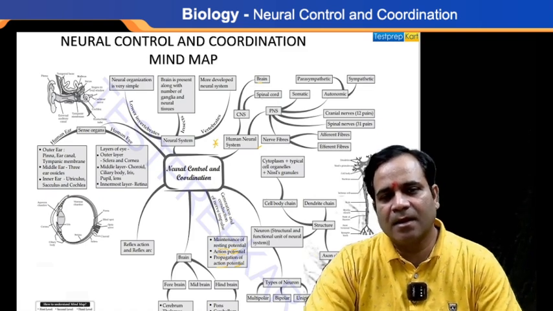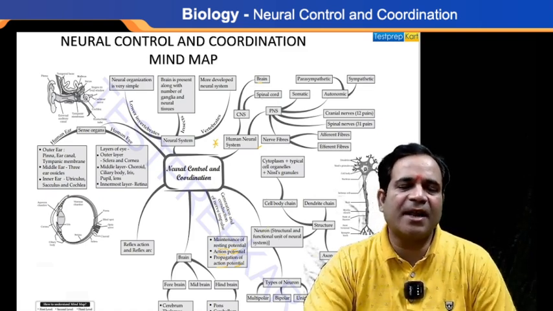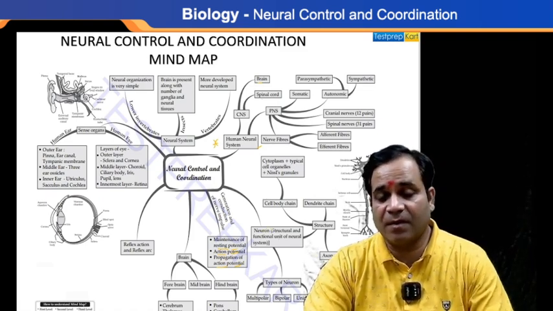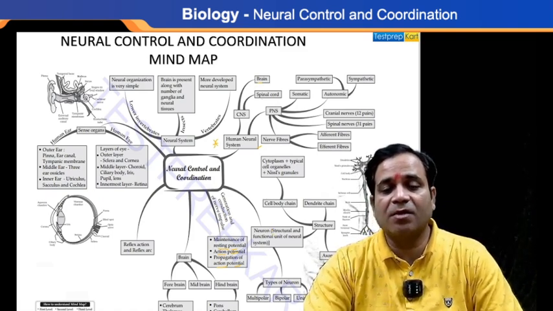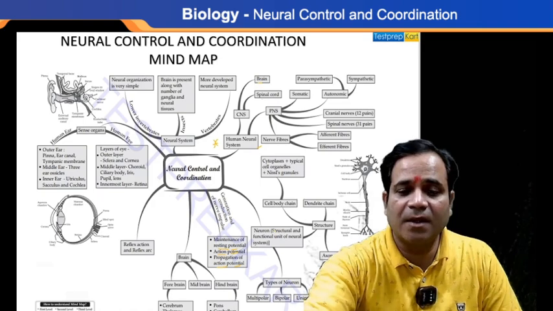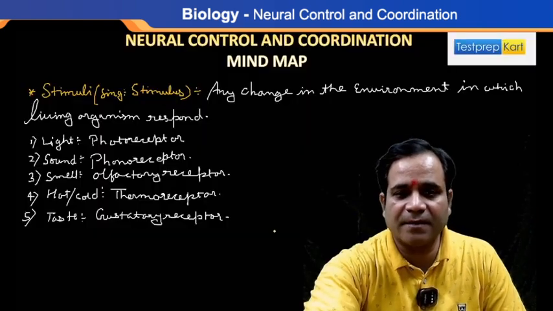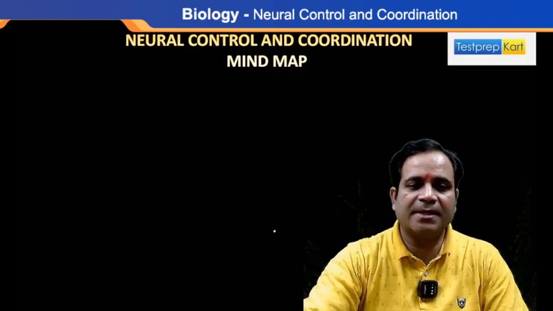Clear? So you know that each and every message is transmitted with the help of the nerve cell, or you say the neuron, my dear. So the neuron is the structural and functional unit of the neural system, or we say the nervous system. Let's see here.